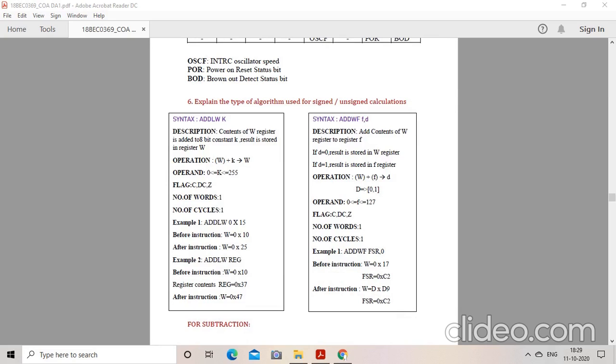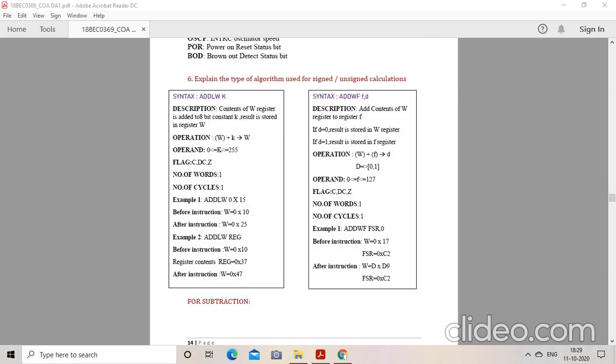And coming to the example, before the instruction, the content saved in W is 0x10. When we use the instruction ADDLW 0x15, the constant 0x15 is added, and hence after the instruction the content in the W register is 0x25.